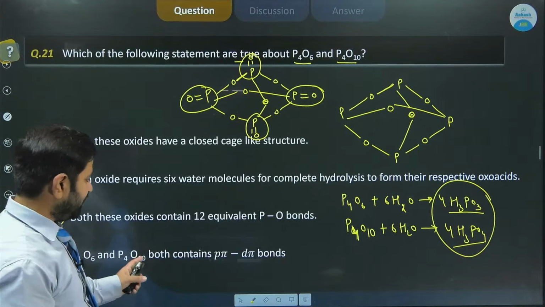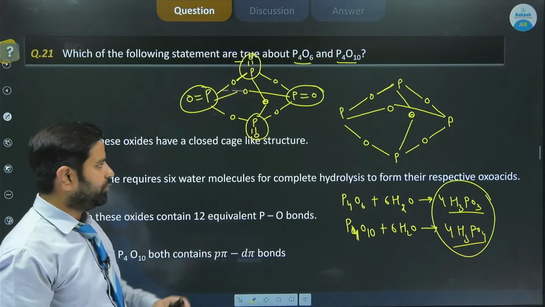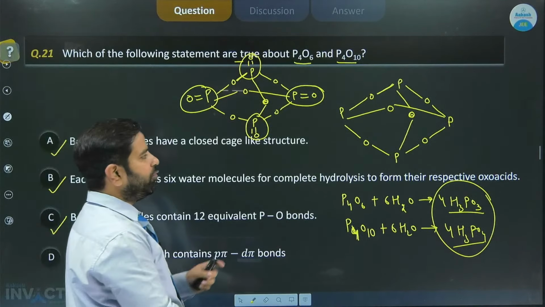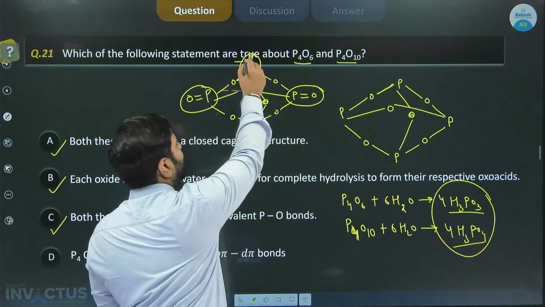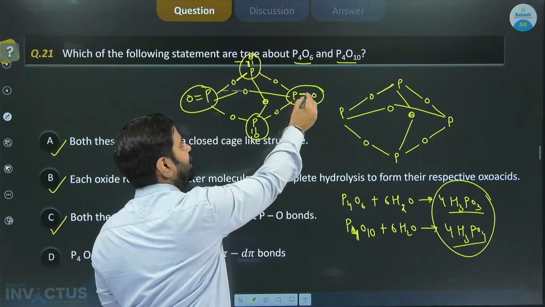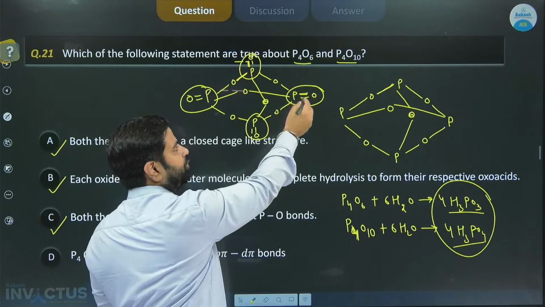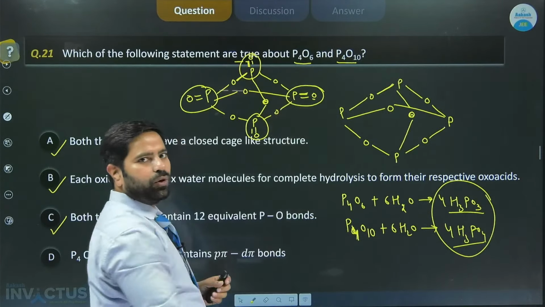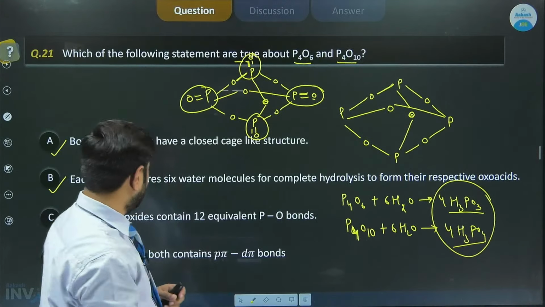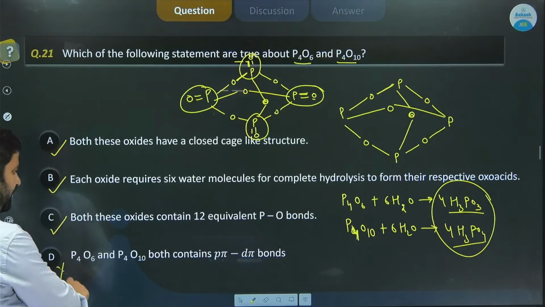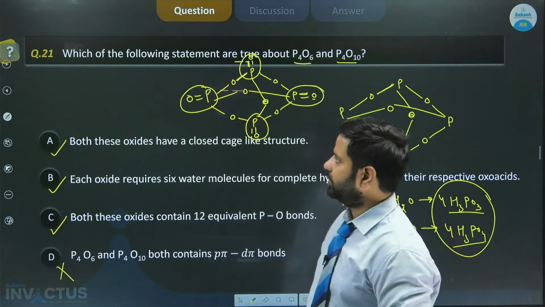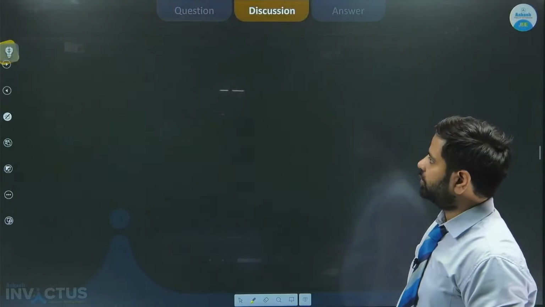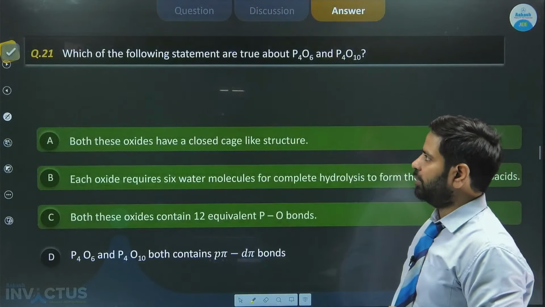P4O6 and P4O10 both contain p pi d pi bonds. P4O6 does not contain any p pi d pi bond, but here this pi bond is a p pi d pi bond. The p orbital of oxygen and the d orbital of phosphorus would be involved here. So this is the incorrect option. Both don't contain p pi d pi; only P4O10 contains. Let's check the answer to this question. Yes, ABC is given.